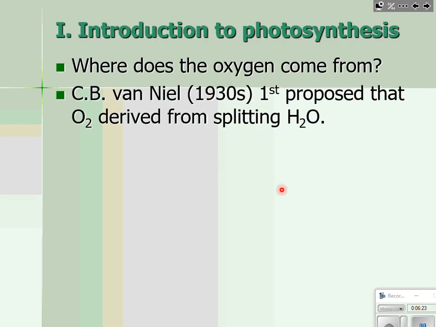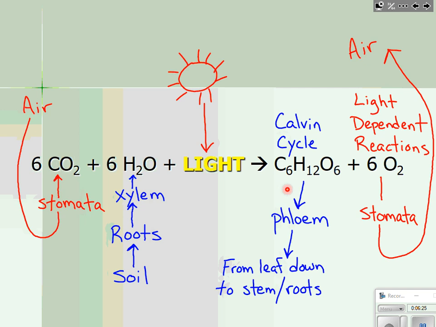Okay, now let me go back here. When you look at this equation, the overall equation for photosynthesis, scientists have known that this is what happened in photosynthesis for a long time. For a very long time, they did not know how it happened exactly, but they knew that somehow plants were taking in carbon dioxide, water, and light, and that somehow glucose and oxygen were being produced.